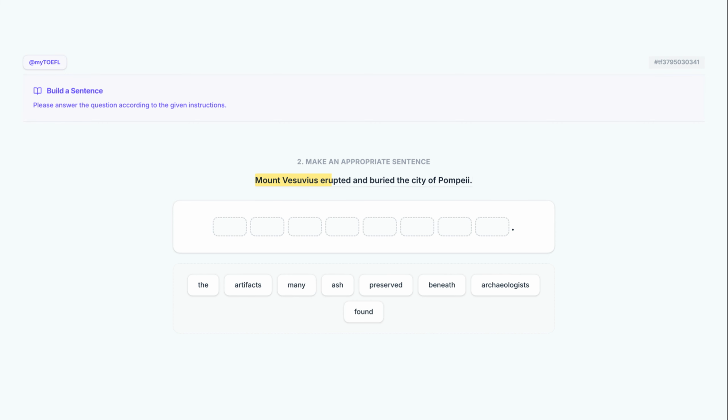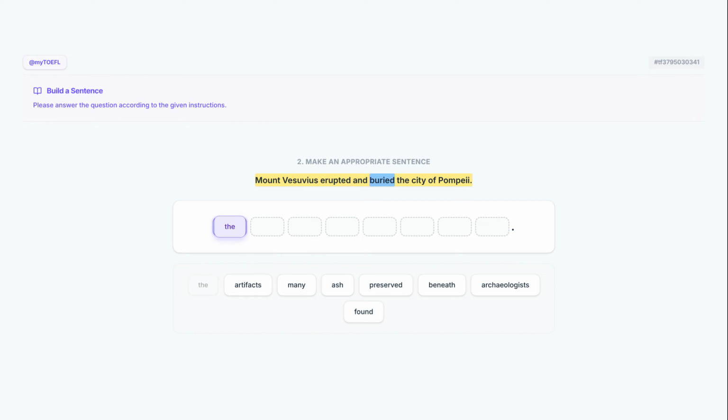Mount Vesuvius erupted and buried the city of Pompeii. This context describes how a volcanic eruption buried a famous city in history. Logically, the next sentence should move the narrative forward by discussing what happened later, such as the discovery of items left behind. Now, let's arrange our scrambled words to form the correct sentence.